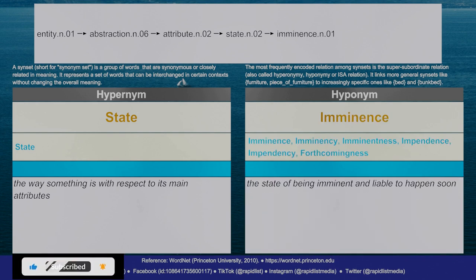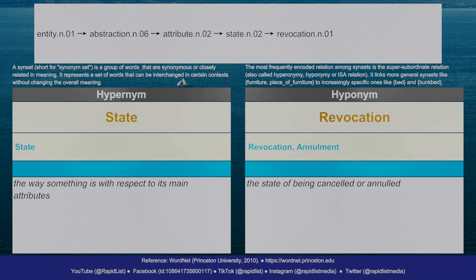Imminence. The state of being imminent and liable to happen soon. Revocation. The state of being cancelled or annulled.